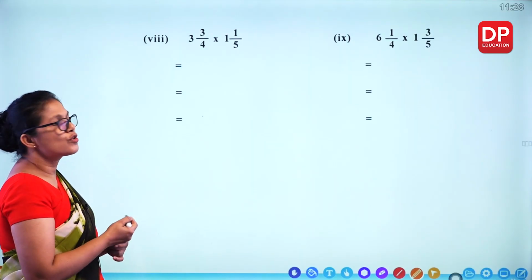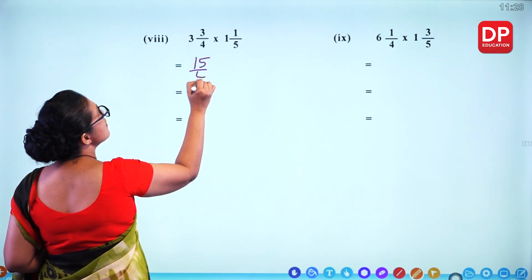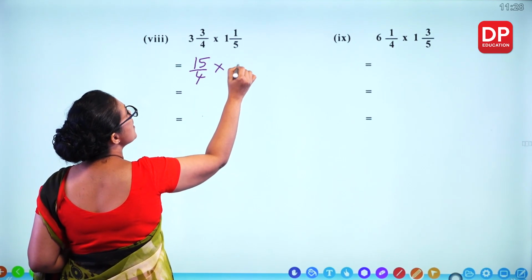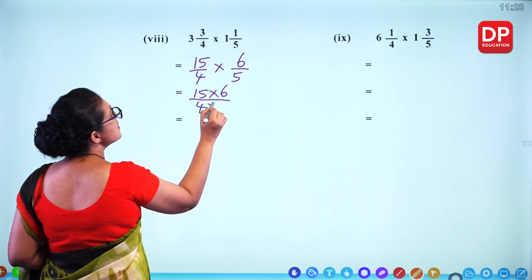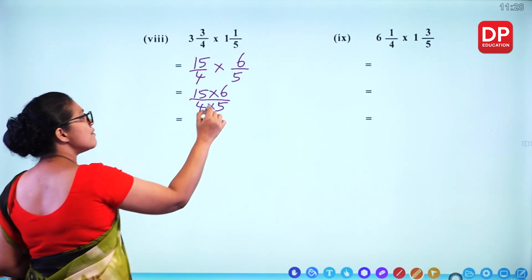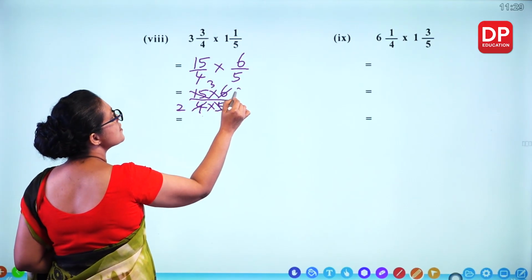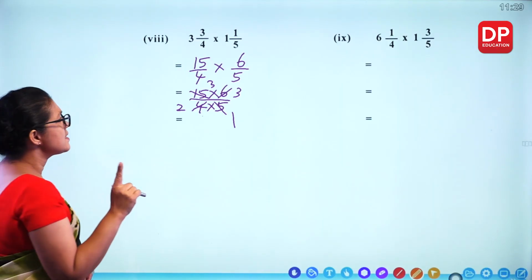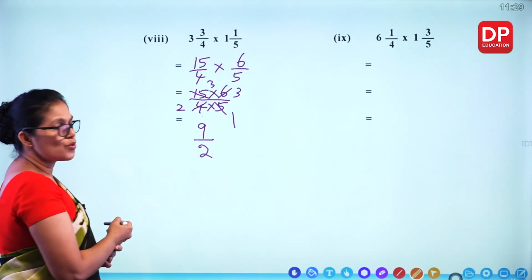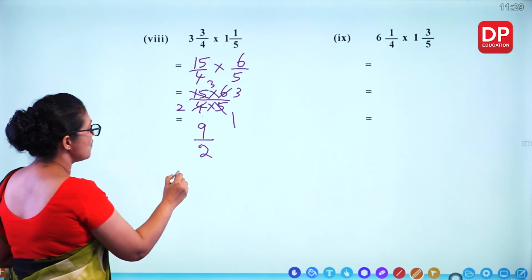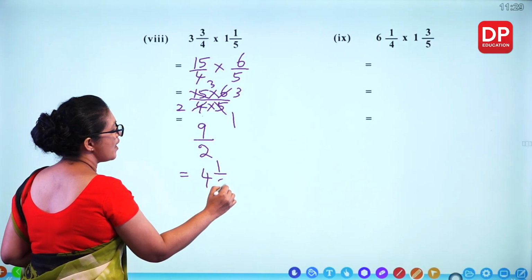This one, convert to improper fractions. 4 times 3, 12. 12 plus 3, 15. 5 times 1, 5. 5 plus 1, 6. Now multiply the numerator separately, denominator separately. Simplify. 1 and here 3. 2 times 2, 2 times 3. Now multiply the numerator separately. 3 times 3, 9. Denominator is 2 times 1, 2. This is an improper fraction. Convert to mixed number. 2 times 4, 1 remaining. So 4 and a half.